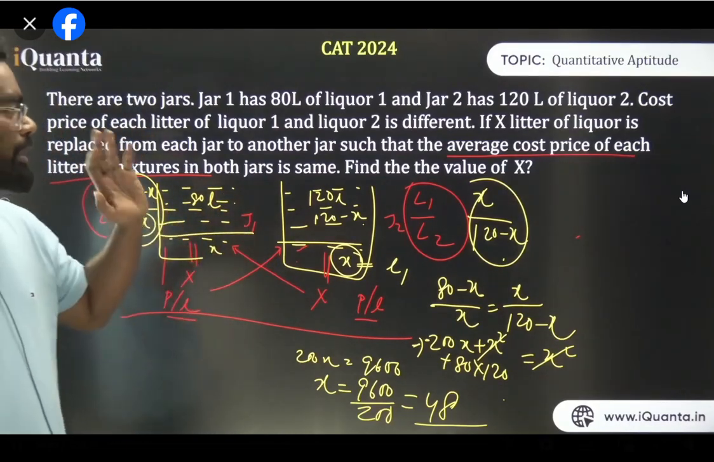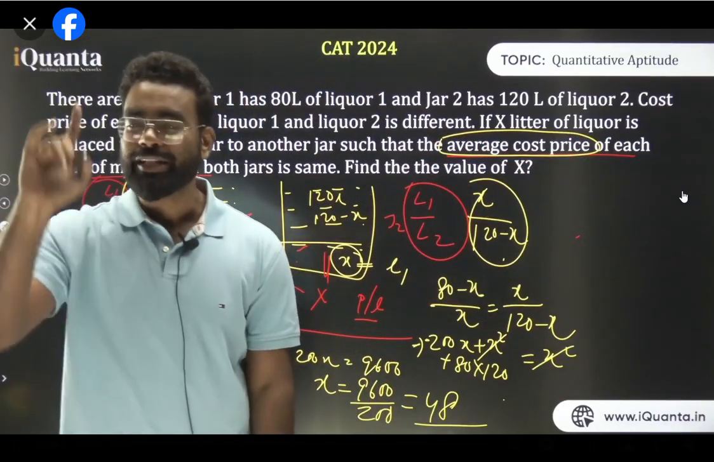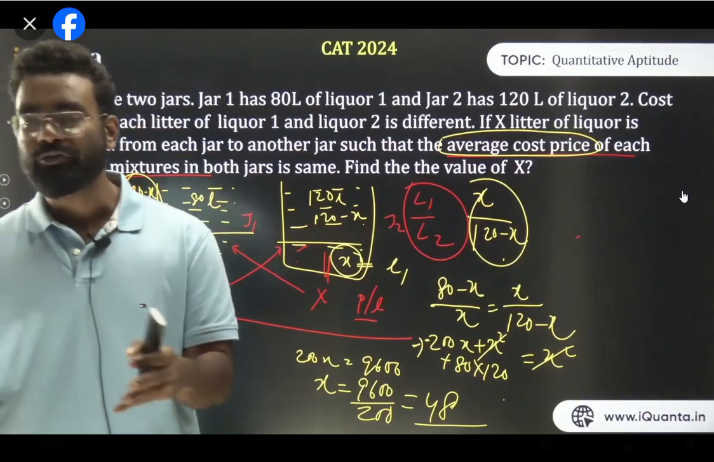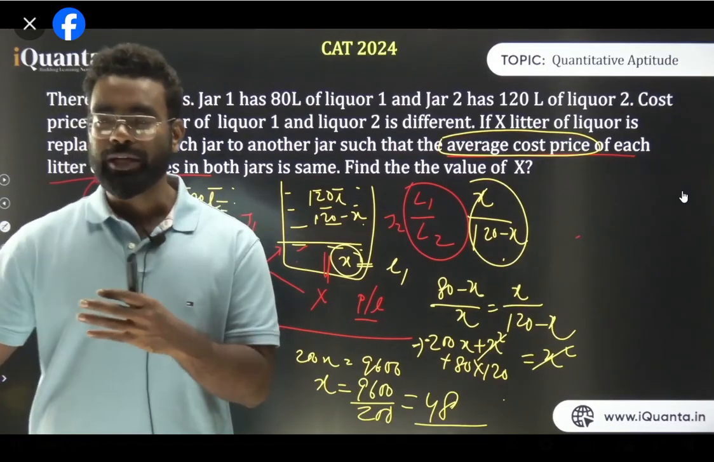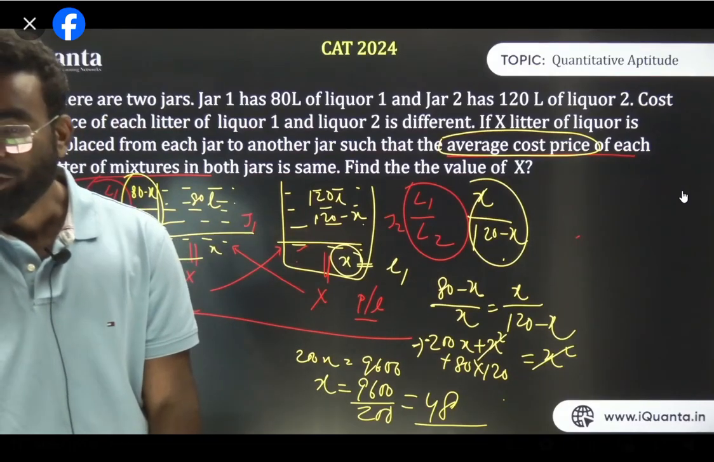So why is this thing equal? You just need to understand the average cost price is the same. It is only possible when the ratio is the same. Otherwise, it's not possible. Think about it. Like milk is 100 rupees a liter and water is free. So if I'm mixing 3:2 and I'm mixing 4:1, will they be equal per liter? No, it's not possible.